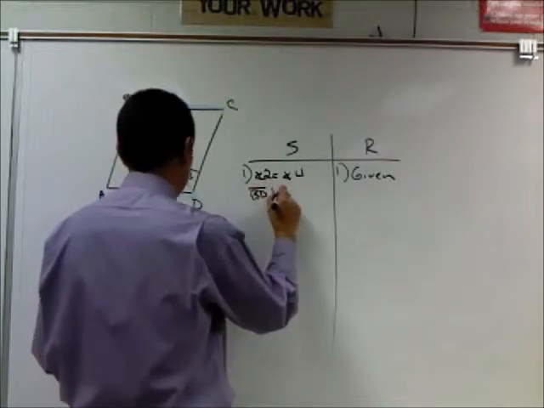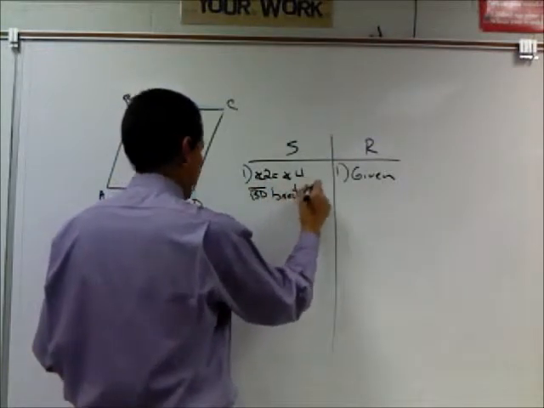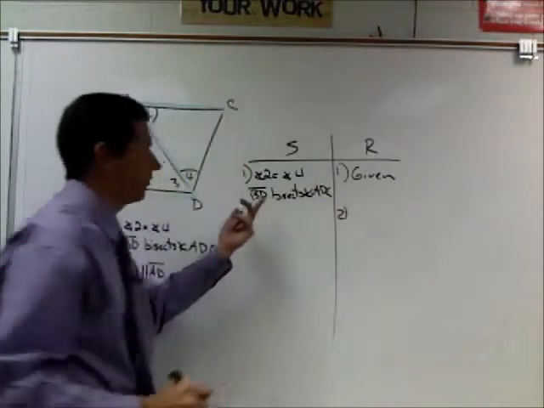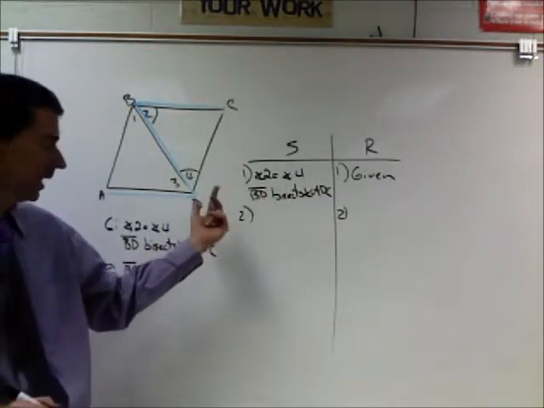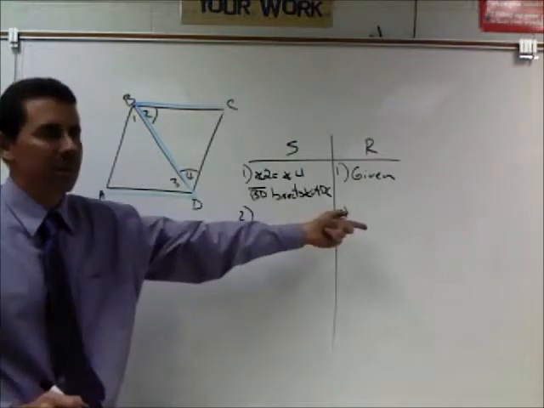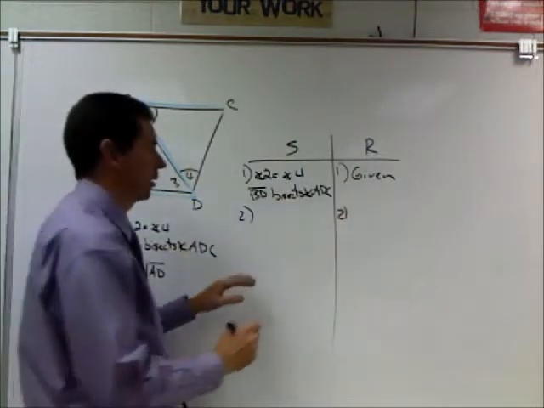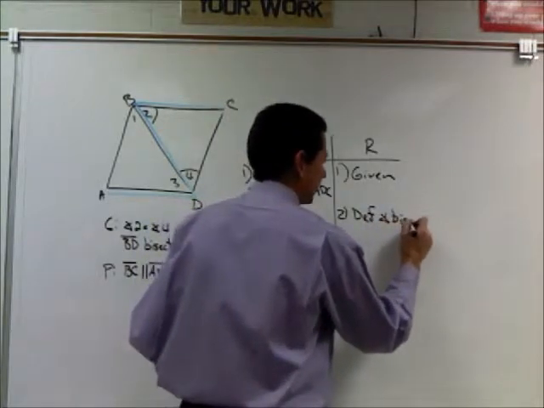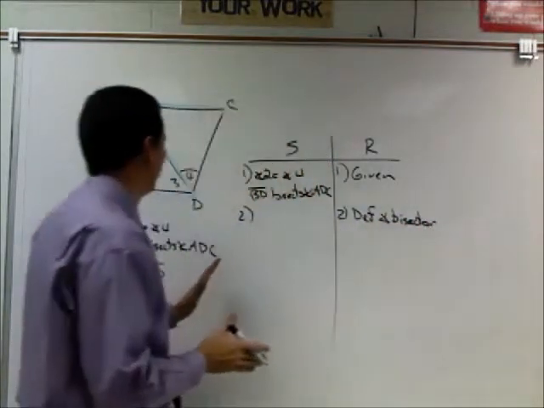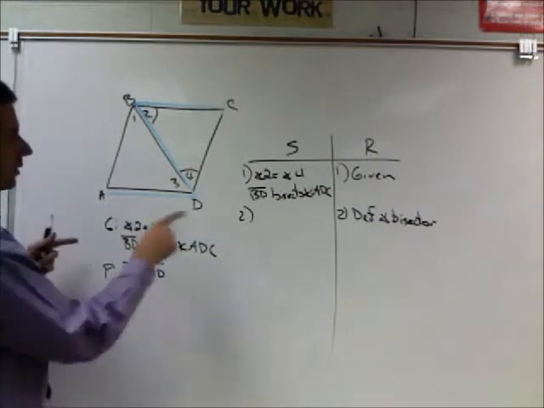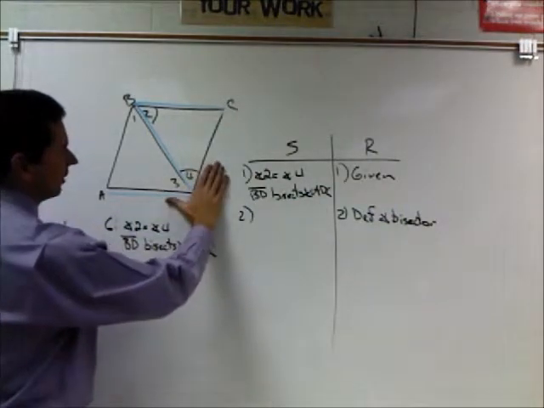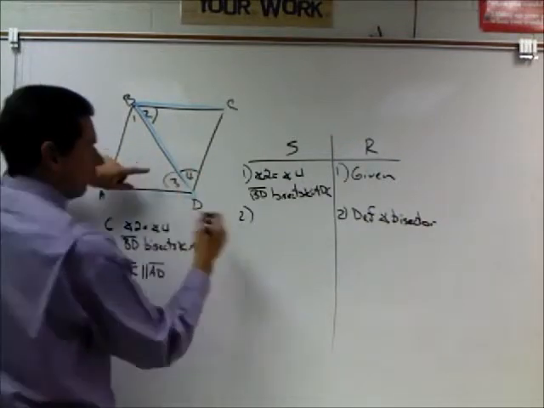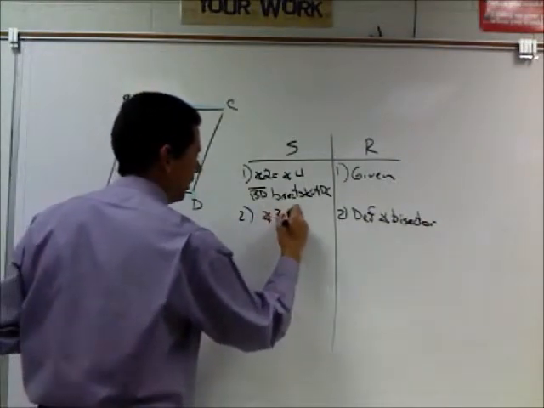BD bisects angle ABC. Once I have an angle bisector in there, I've got to use the definition of an angle bisector. So what does an angle bisector do? It divides an angle into 2 congruent angles. Now it's dividing angle ADC. It splits this angle into 2 equal parts, namely angle 3 and angle 4. So I can say angle 3 equals angle 4.